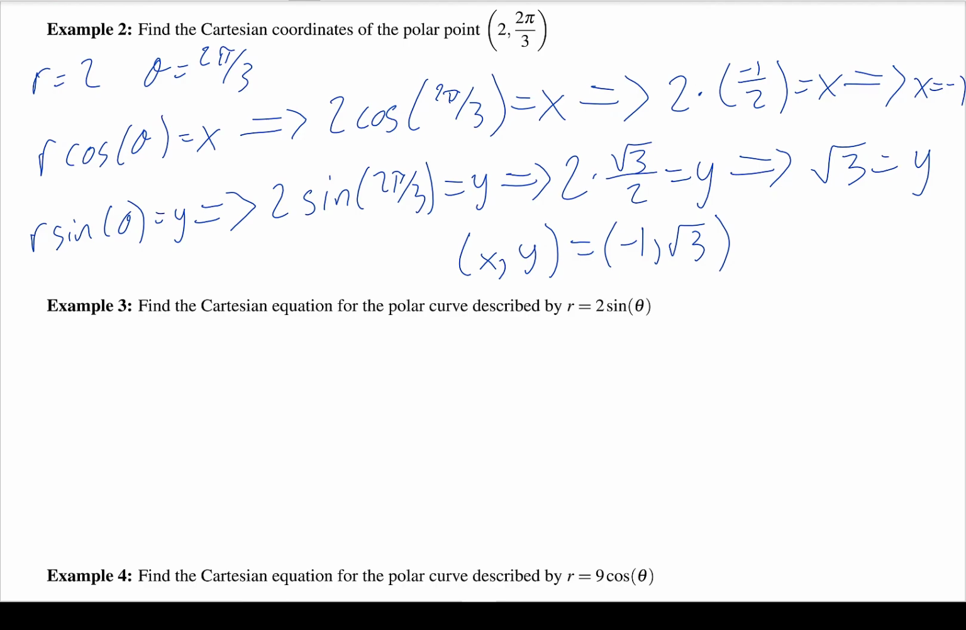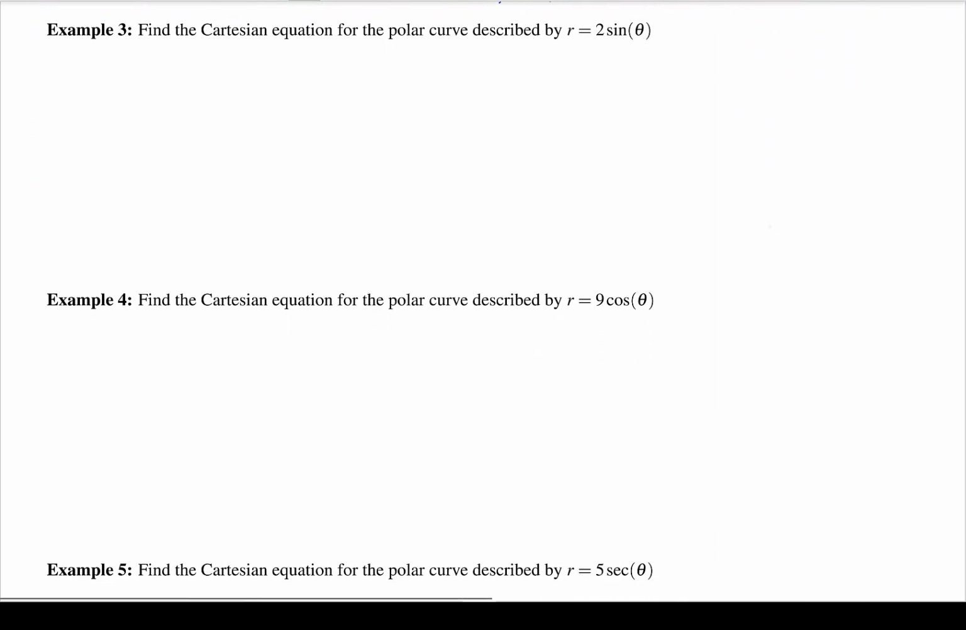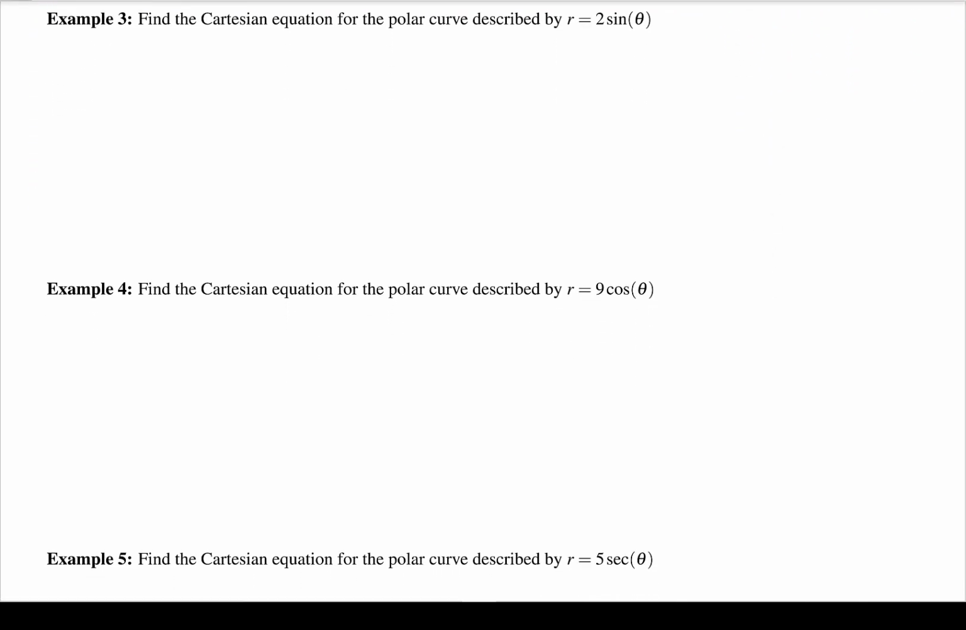Now I want to find, for number 3, we're given a graph. And this graph is represented by r equals 2 sine theta. And so we want to find the Cartesian equivalent. So what I'm going to do is I'm going to start with r equals 2 sine theta. And I'm going to multiply by r on both sides.